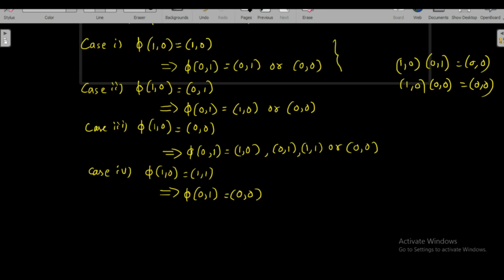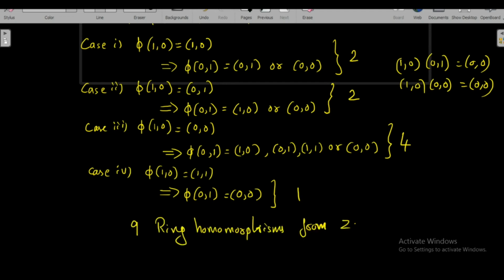So according to the first case, there are 2 ring homomorphisms from set cross set to set cross set. Second case gives again 2 ring homomorphisms from set cross set to set cross set. If we fix phi of 10 as 00, there are 4 ring homomorphisms. And if we fix phi of 10 as 11, there is 1 ring homomorphism satisfying this case. So altogether there are 9 ring homomorphisms from set cross set to set cross set.